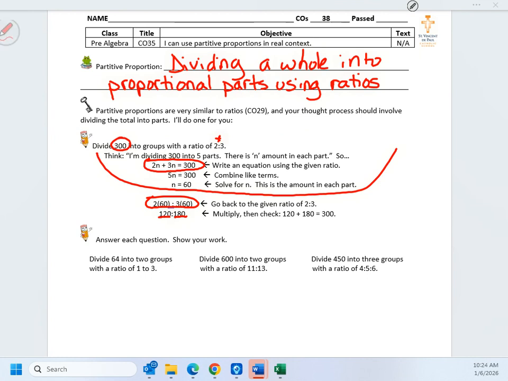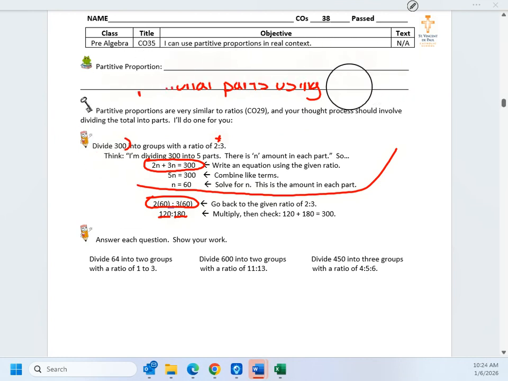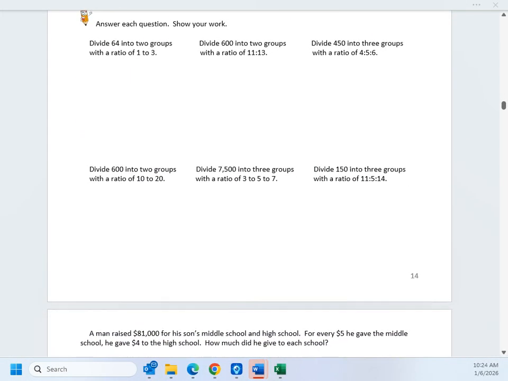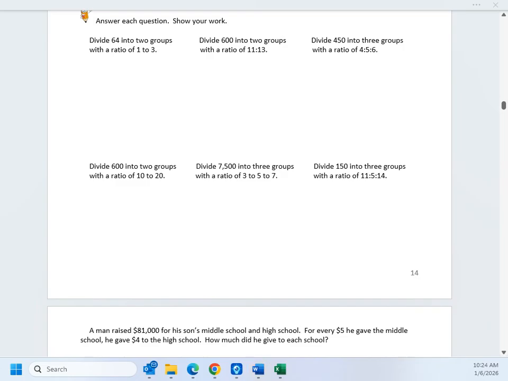Let's check. Let's go and work some out together where we have some space to work it out. Sometimes doing the work helps. So we're going to divide 64 into 2 groups with a ratio of 1 to 3. So our ratio, we know, is 1 to 3. How many parts is that altogether? Finley? 4. So we have 4 parts.